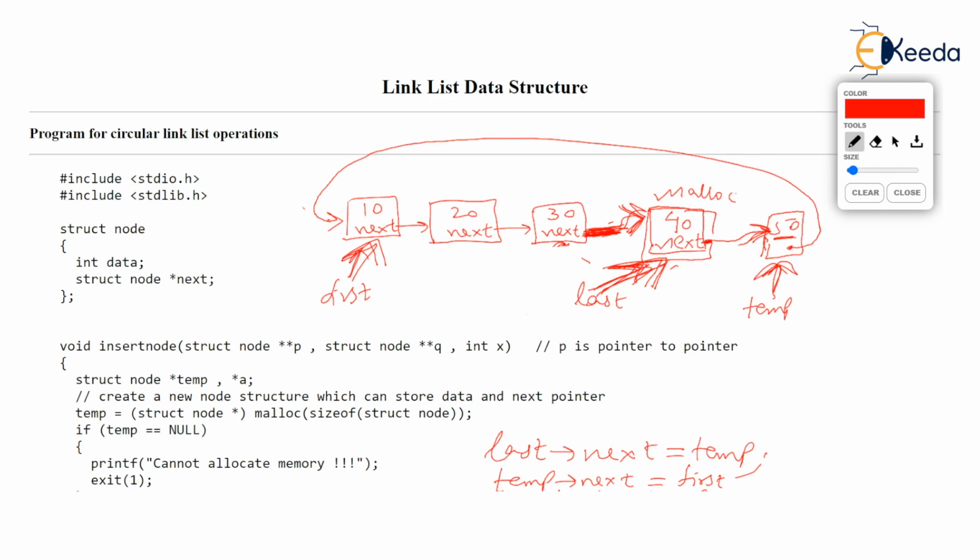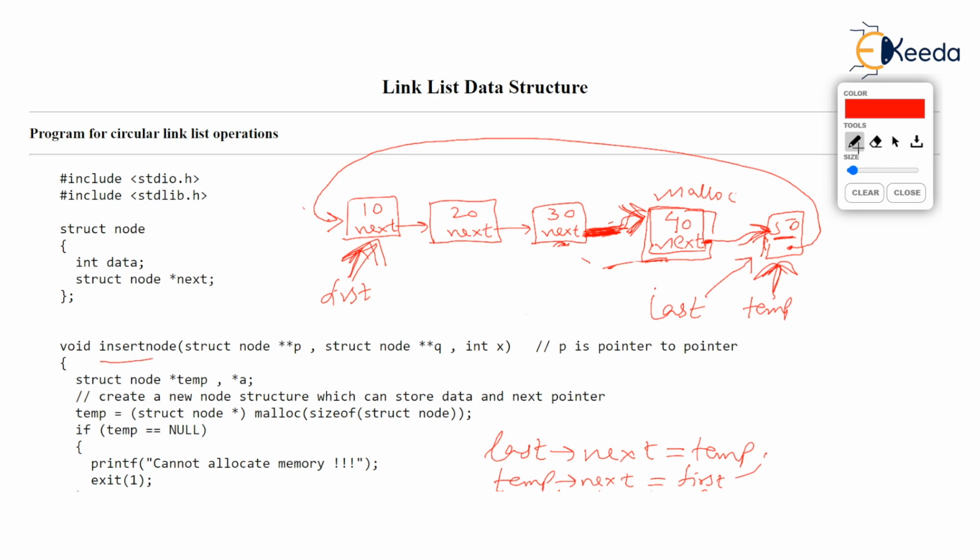And one more change before we leave the function. Last should not point to 40. Last should point to the new node 50 because that's the last node now. So we will execute last equal to temp. So simple, isn't it? These set of statements have been written in the insert node function.